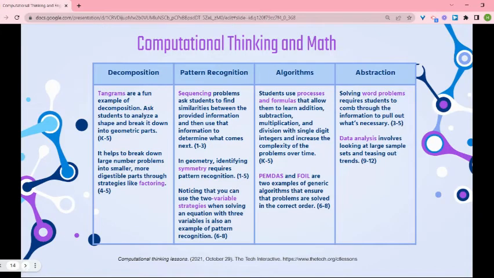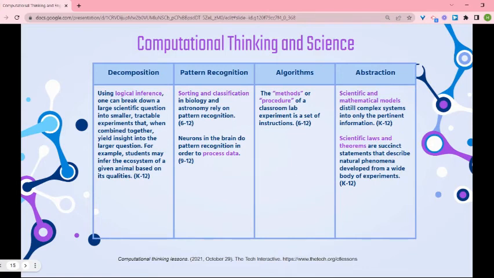So I'm not going to go deeply into math because I think that the connections with math are just obvious. But if you want to have some more examples of how you're using computational thinking in math, here are some examples. And similarly with science, beyond just the engineering design process, there are other ways that you are probably using computational thinking in your science classrooms.